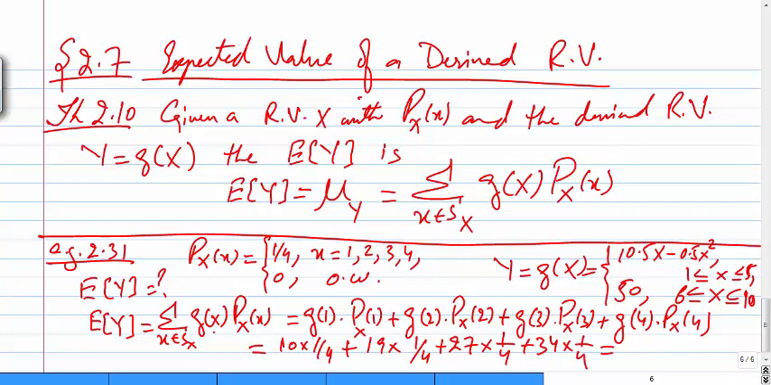When I solve this, I easily get the same result which I got in the previous example. So this is the same result as the previous formula. So 22.5 is the answer. This helps us to easily calculate the expected value without calculating the PMF for y, the derived random variable.